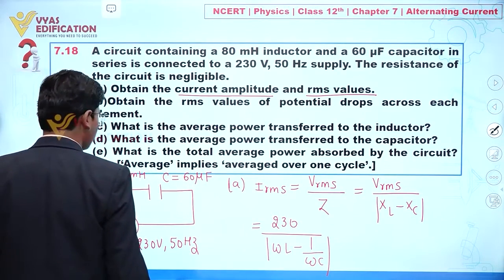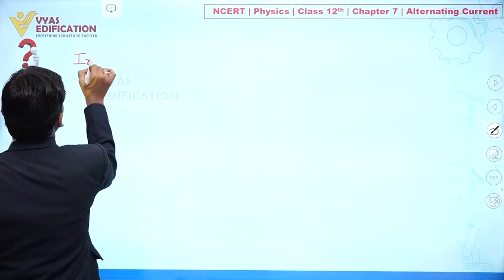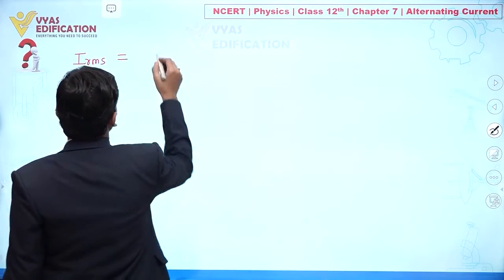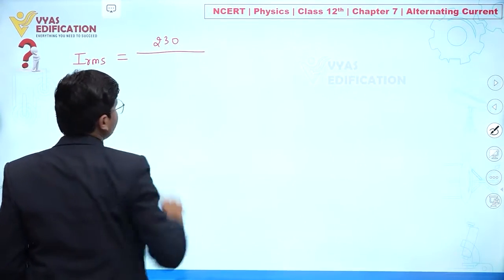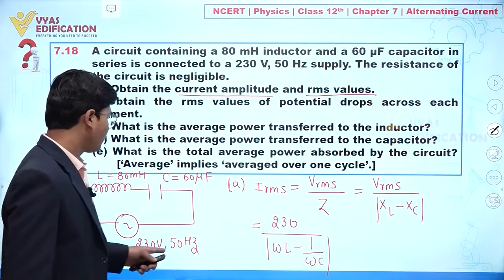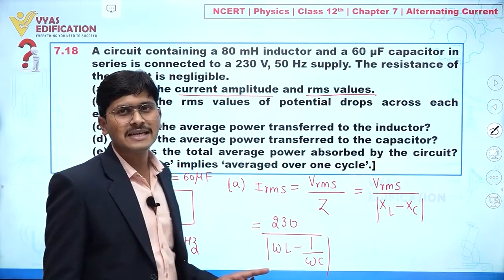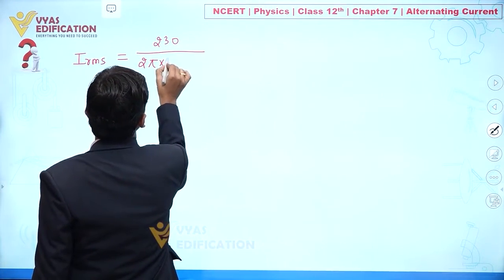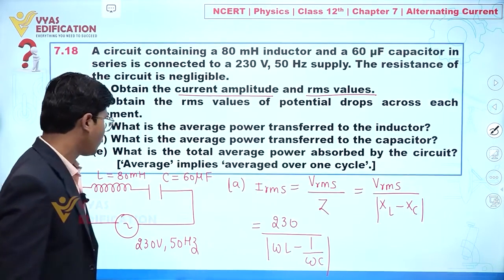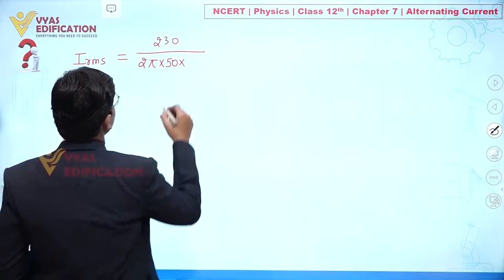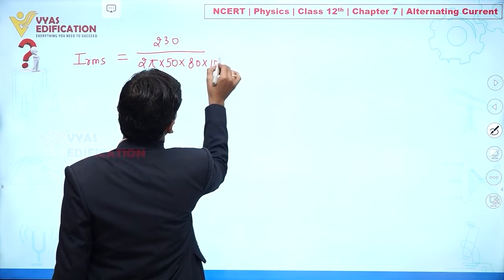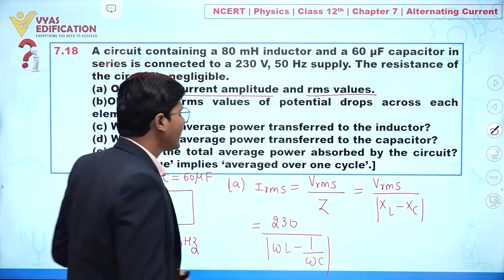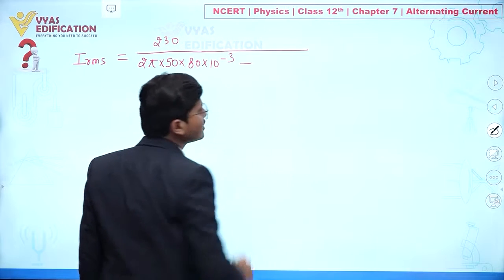So now IRMS is given by 230 divided by, now what is the value of omega? Omega is given by frequency f. So we can write omega equal to 2 pi multiply 50. And what about the value of L? L is given as 80 millihenry, so this is 80 into 10 to the power minus 3. This is XL. Now we write the value of XC, minus XC.